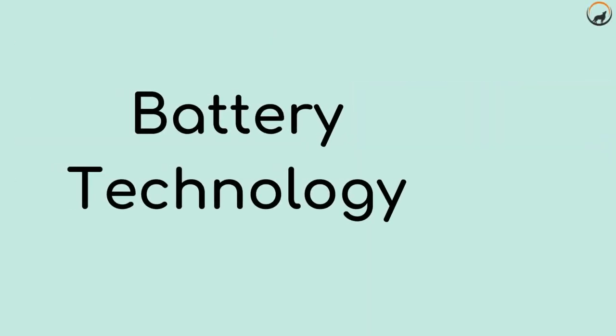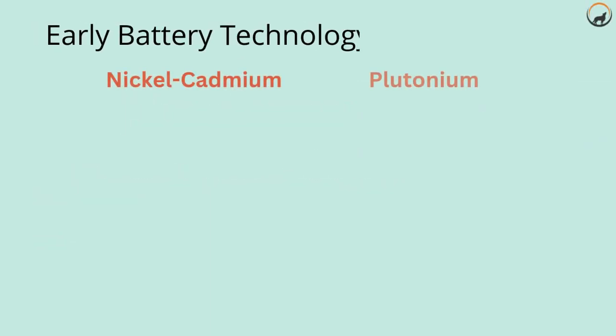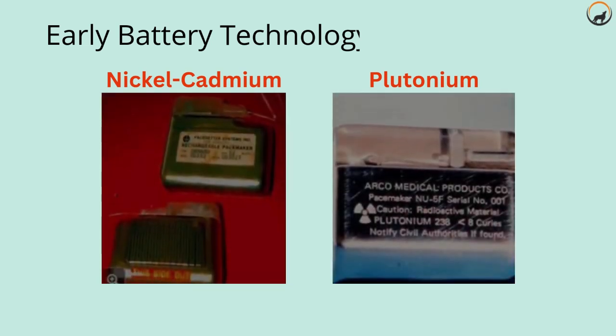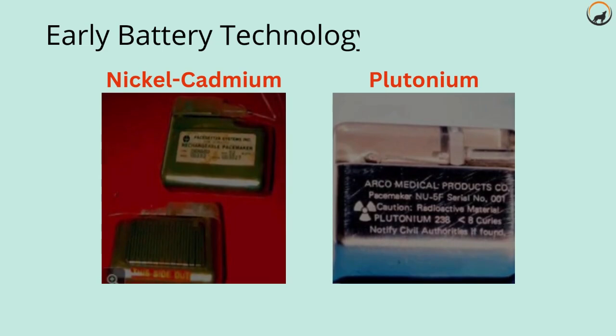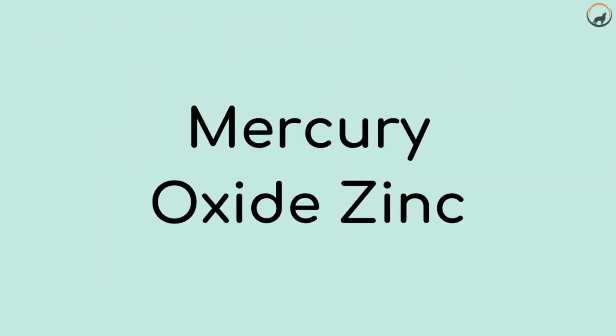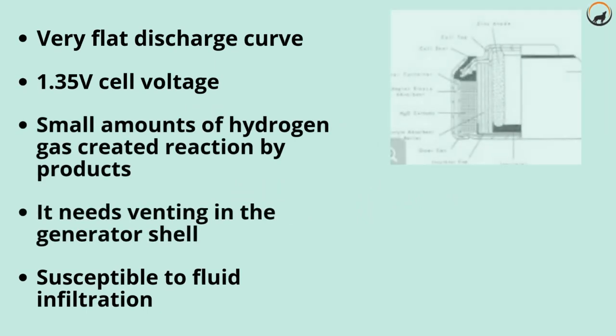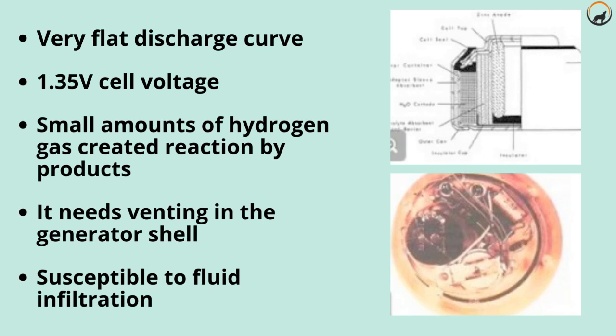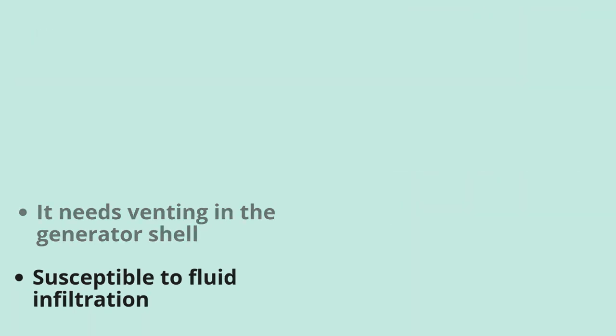Let's move forward with battery technology. Here are two examples of early battery technology. One is a nickel-cadmium battery, and the other one is plutonium batteries. Another example of early battery technology is the mercury oxide zinc battery, which has a very flat discharge curve and the delivered 1.3 volt cell voltage. A small amount of hydrogen gas is created in reaction by the product, so it needs venting in the generator shell, and this is more prone to fluid infiltration.